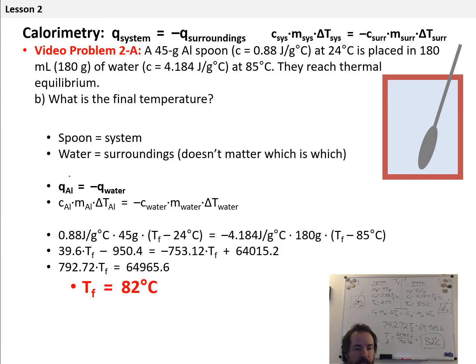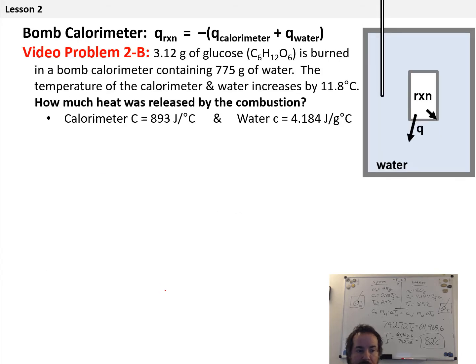I called the spoon the system, water the surroundings. Again, it doesn't matter which order, so I plug in everything I know. I distribute the parentheses, so I end up with this. Then I solve for TF and I get 82 degrees. Okay, let's go on to video problem 2B.